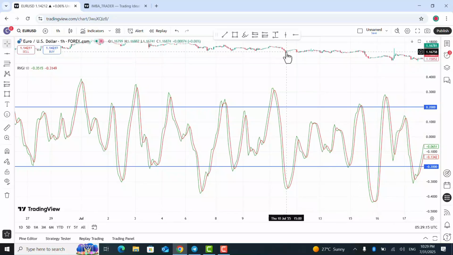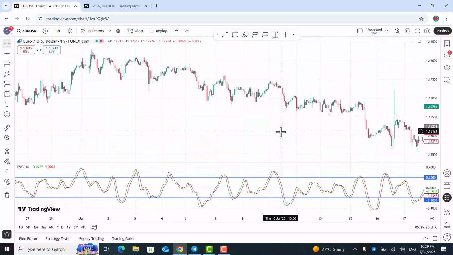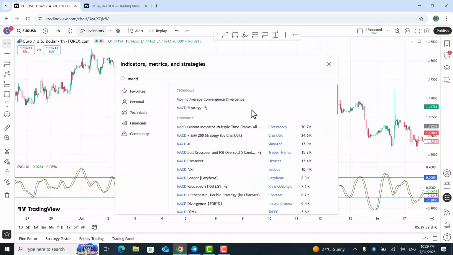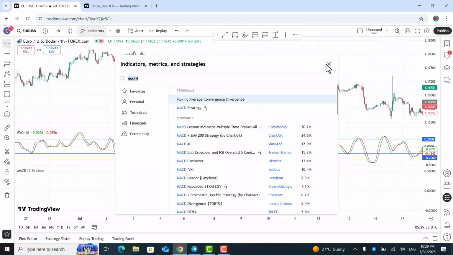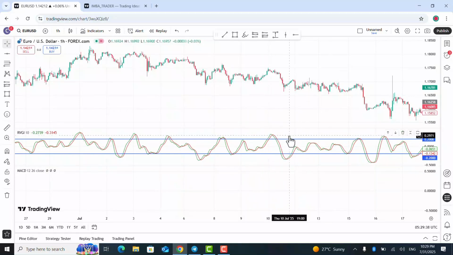But here's the thing, RVI alone isn't enough. It gives too many false signals, especially in a sideways or choppy market. So what to do? We add a second indicator to filter out this noise, and that's the good old MACD indicator. Go to the settings of the MACD to filter it. Here's how to adjust the MACD to work with this strategy.